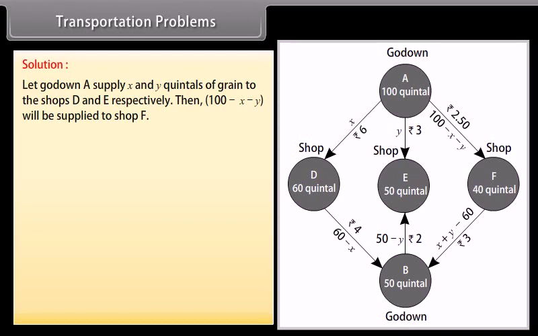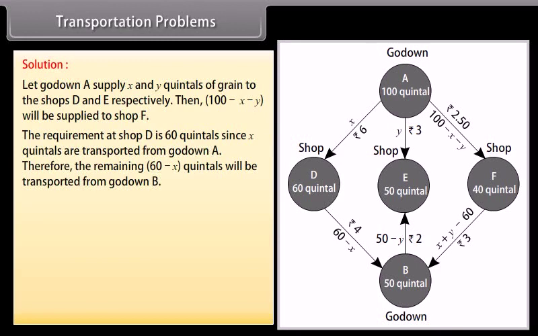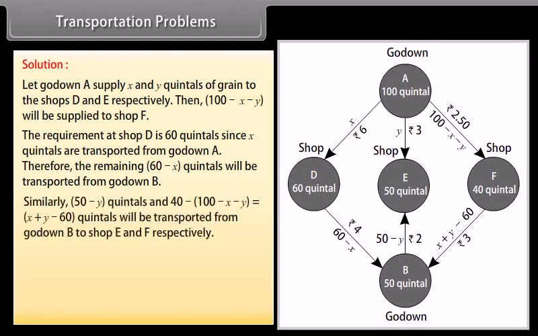Then 100 minus x minus y will be supplied to shop F. The requirement at shop D is 60 quintals. Since x quintals are transported from godown A, the remaining 60 minus x quintals will be transported from godown B. Similarly, 50 minus y quintals and 40 minus (100 minus x minus y) equals x plus y minus 60 quintals will be transported from godown B to shops E and F respectively.